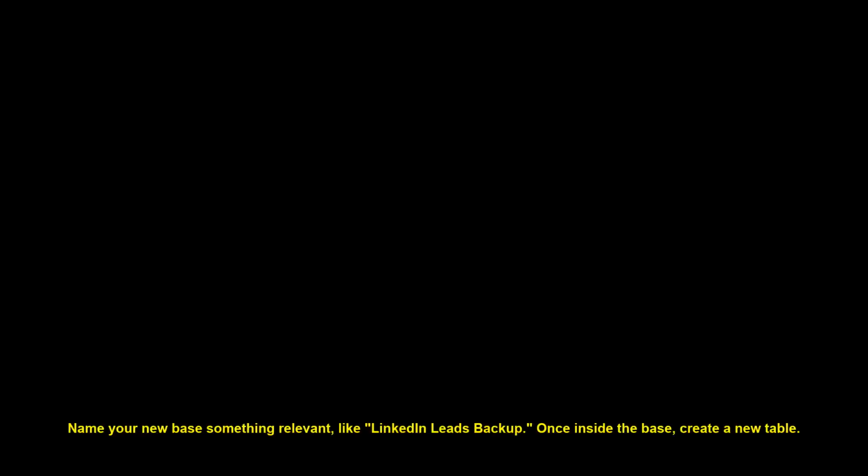Once inside the base, create a new table. Label the first column as name. Set the field type to single line text. Add a second column labeled title, then create a third column titled company, also using single line text.